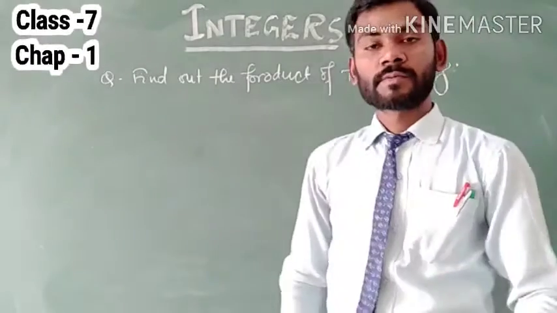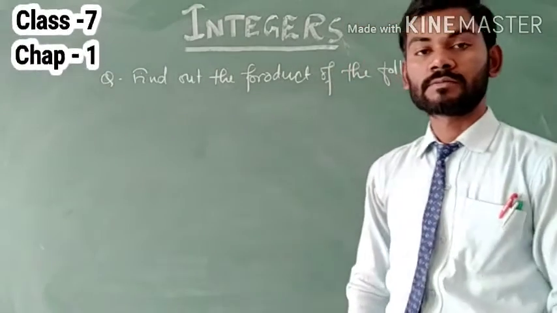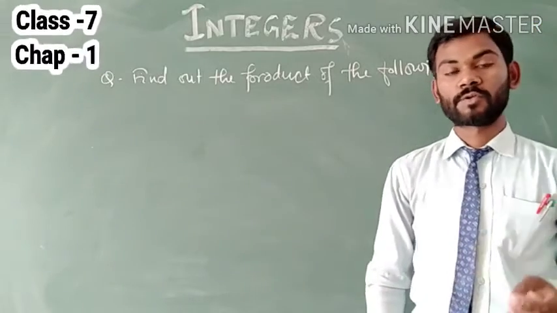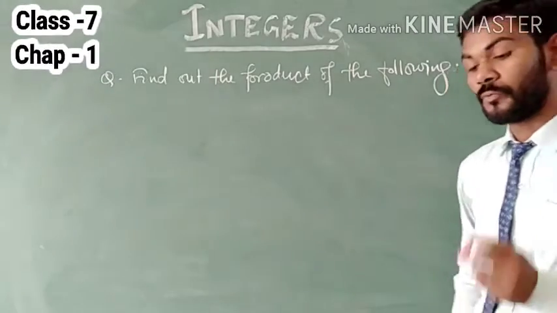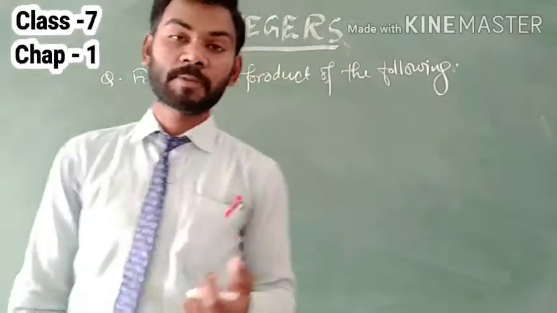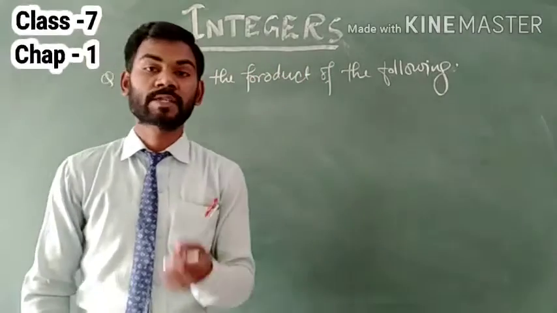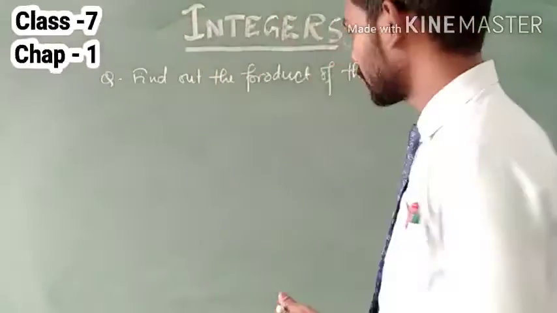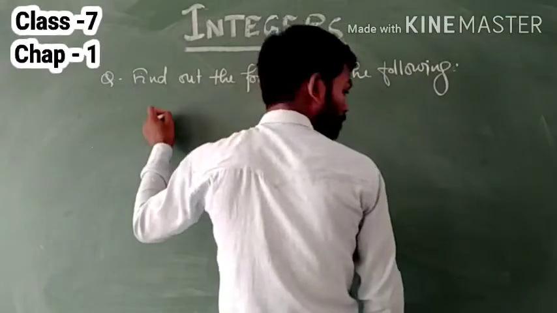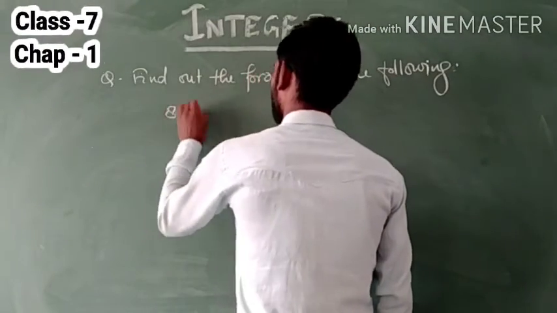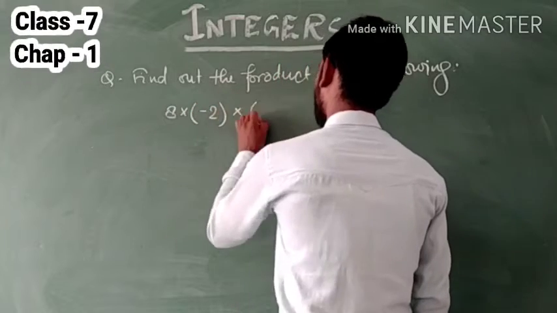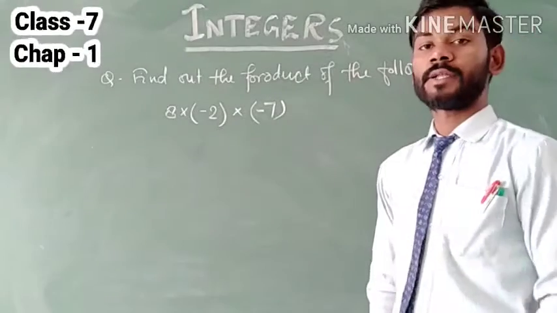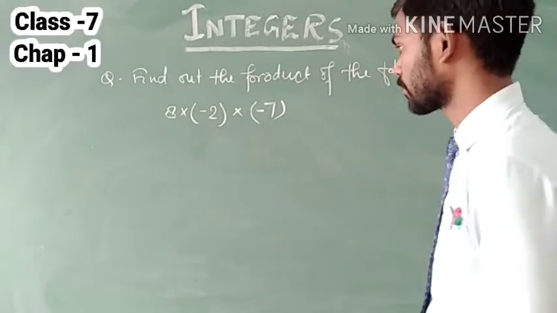In the last video, we solved questions in which only two integers were given in order to find the product. Here, we shall take some other type of question, which you can say is labeled as moderate. So the first question is 8 multiplied by minus 2 multiplied by minus 7. This is the given question, and now let us see its solution.